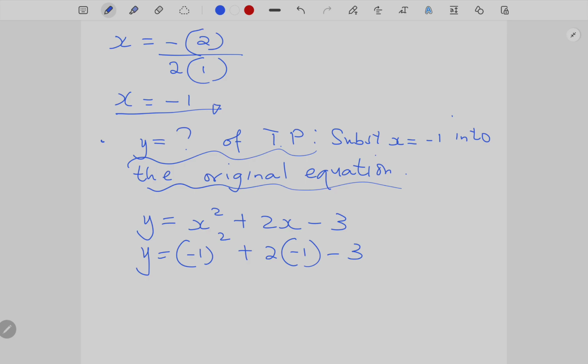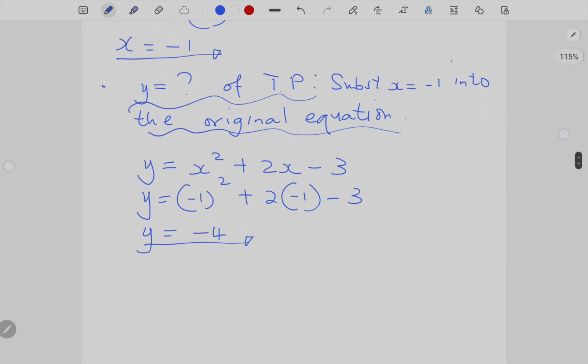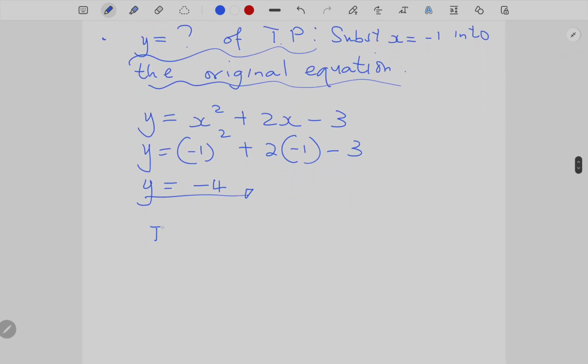Okay, so you can use the calculator, straightforward. Then the answer at the end is going to be y is equal to negative 4, because negative 1 squared is a positive 1. Then positive 1 minus 2 minus 3, the answer is minus 4. So what does that mean? It means the turning point that we have is the x value is negative 1, and the y value of the turning point is negative 4.